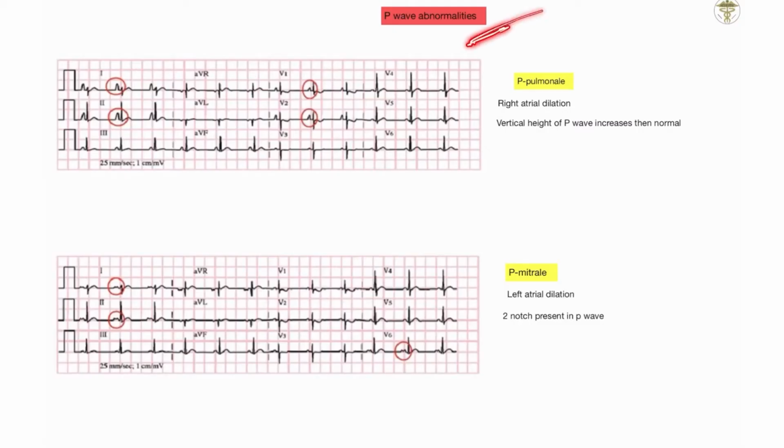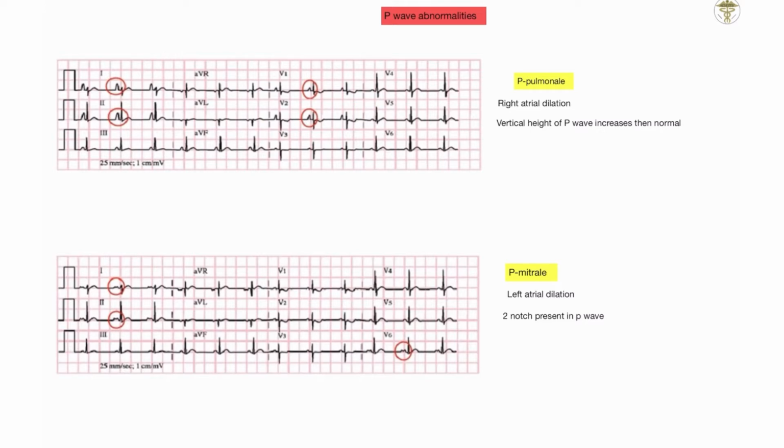P wave abnormalities. There are two types of P wave abnormalities, P pulmonale and P mitrale. In the P pulmonale condition, right atrial dilation occurs, but in the P mitrale condition, left atrial dilation occurs. So this is the difference. Here right atrial dilation occurs and here left atrial dilation occurs. But what is the difference in the ECG of P pulmonale and P mitrale?